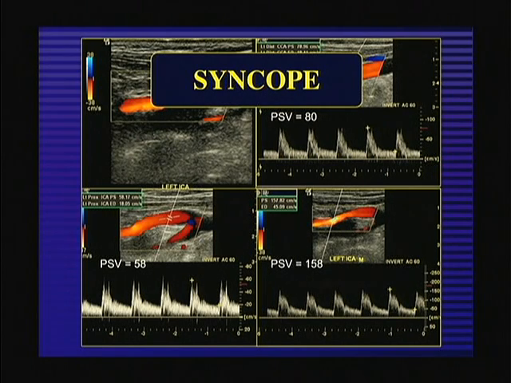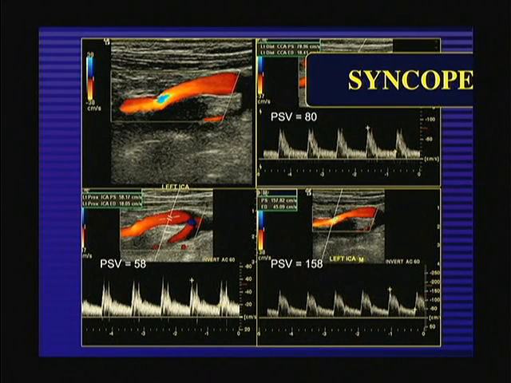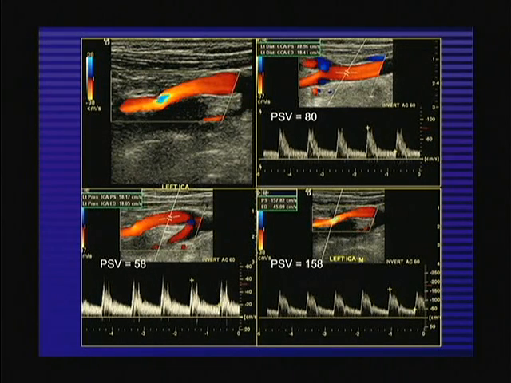This patient presented with a history of syncope. And we look at this left carotid artery, and we'll notice in the distal common we have a velocity of 80. In the proximal internal it goes to 58. And notice where there's a bend in the vessel, right here, we see a focus of aliasing. The velocity there is 158. So we're going from 58 to 158. We don't really see any plaque, just a focal area of increased velocity.